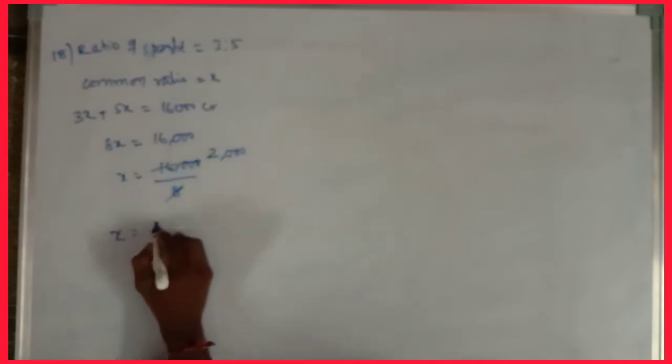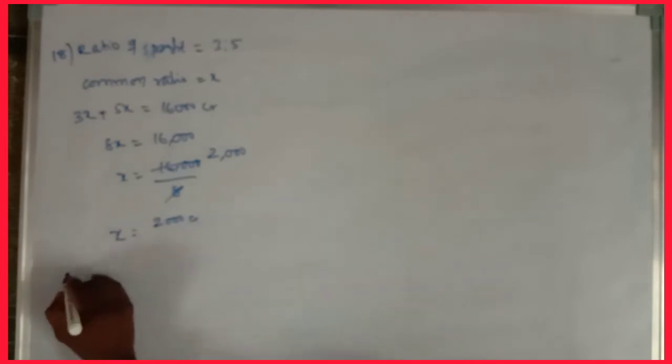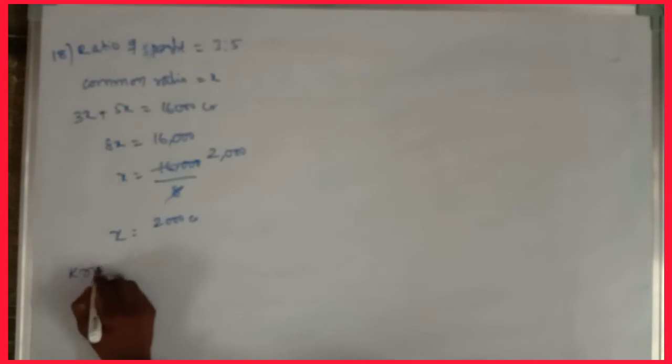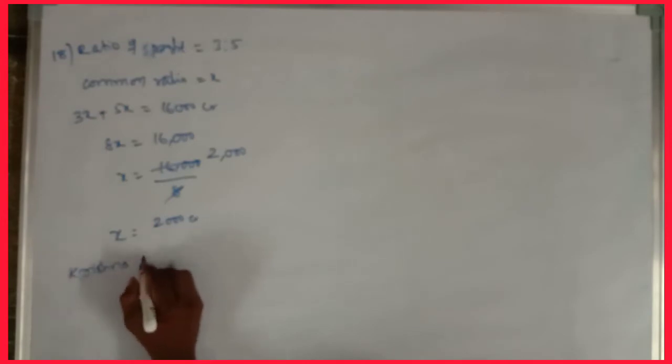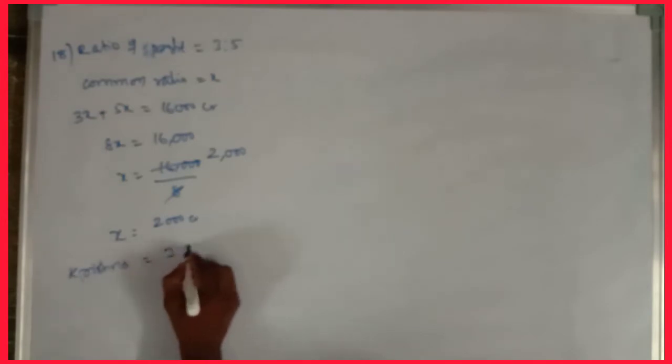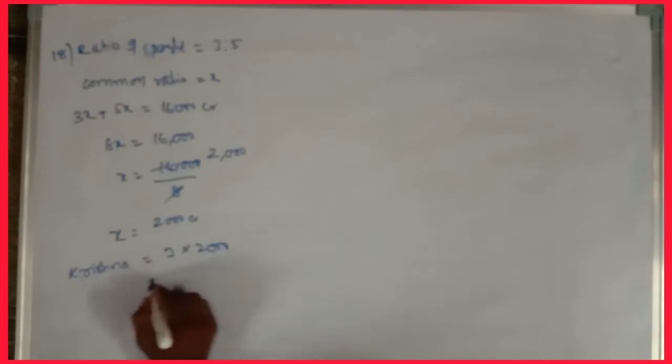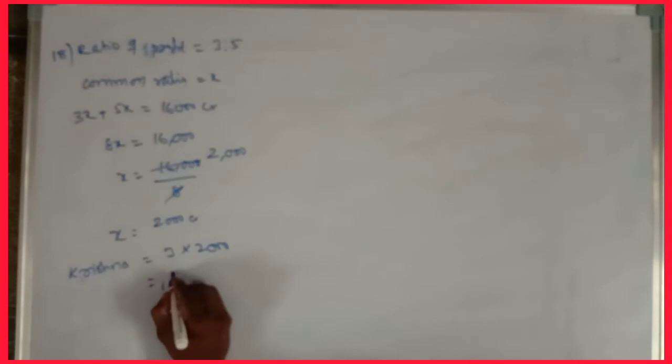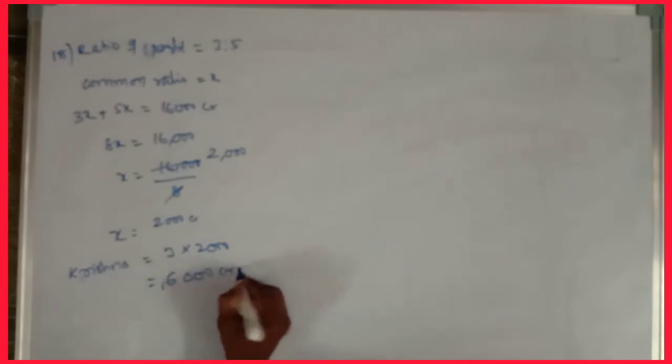That is, x is equal to 2 crores. Then Krishna's share is equal to 3 into 2 crores, that is 6 crores, or 6,000 crores, is Krishna's share. Okay.